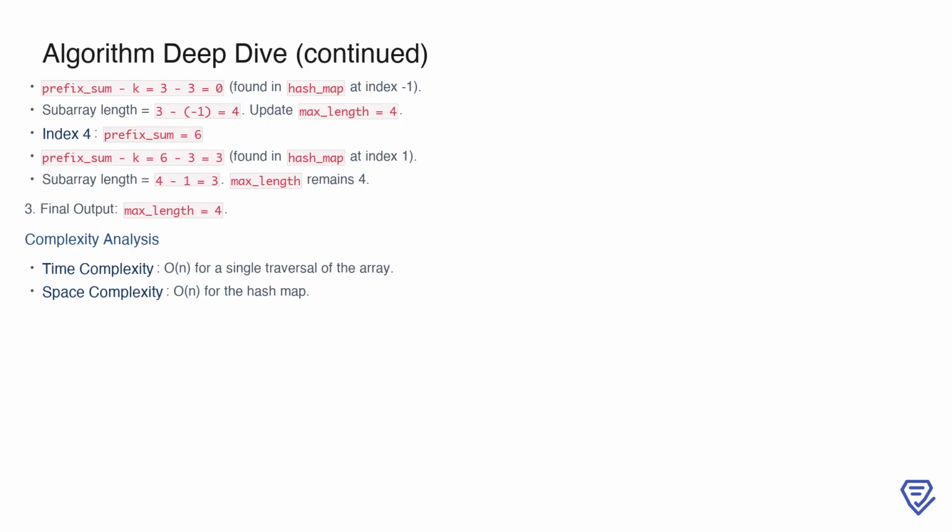At index 4, the prefix sum becomes 6. Here, prefix_sum - k equals 3, which is found in the hash map at index 1. The subarray length is 4 - 1 equals 3, so max_length remains 4. After completing the iteration, the final output is max_length equals 4. The time complexity of this algorithm is O(n), as we traverse the array once, and the space complexity is also O(n), due to the hash map storage.